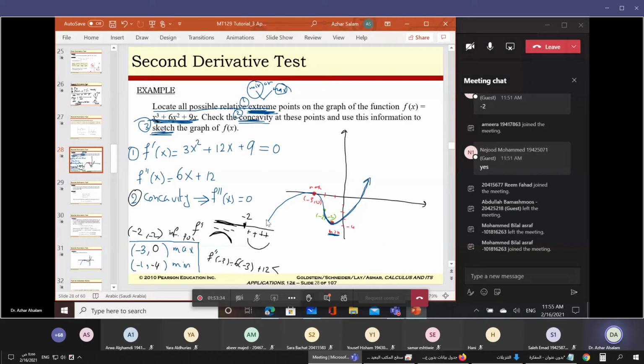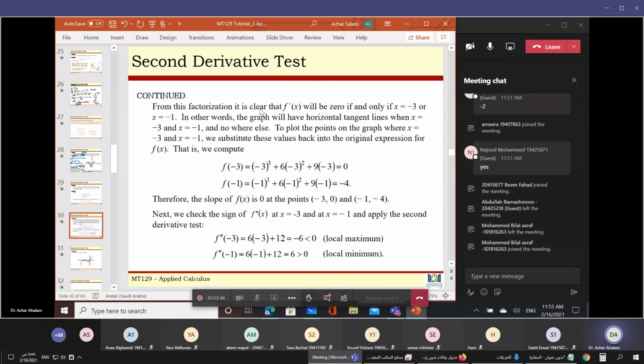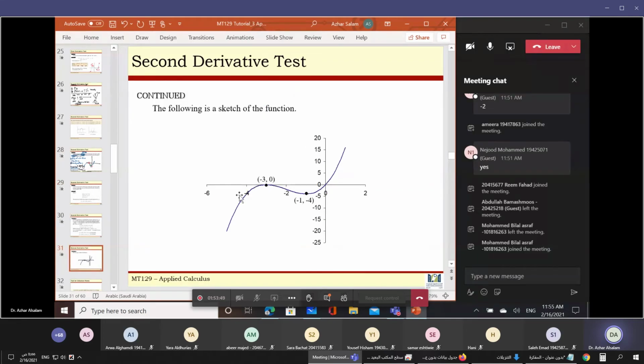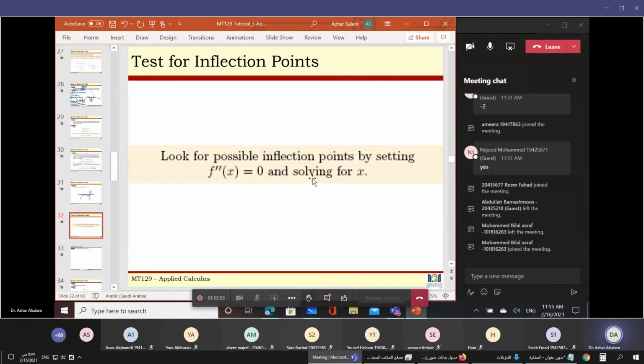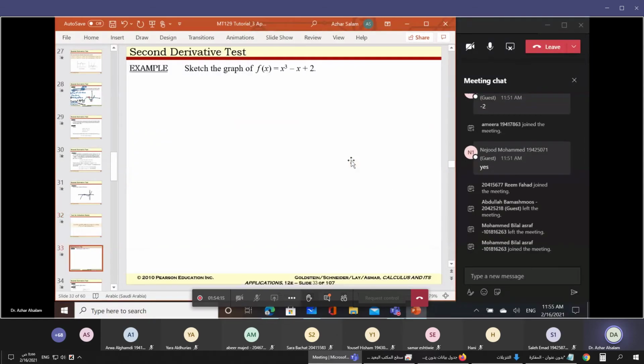Okay, this is an approximate, not exact, drawing of course. An approximate sketch for this function using the concavity and the extreme points. Okay, and it's similar here to this sketch. Okay, the last thing that we'll discuss here, the test of an inflection point. Like in the previous example, we find the zeros of the second derivative for possible inflection points.